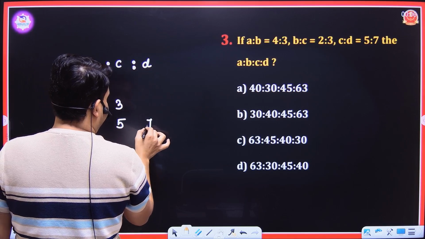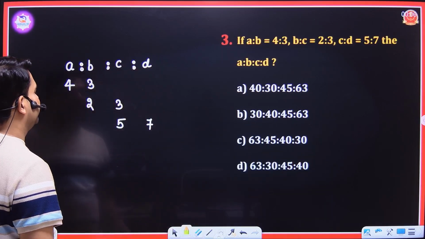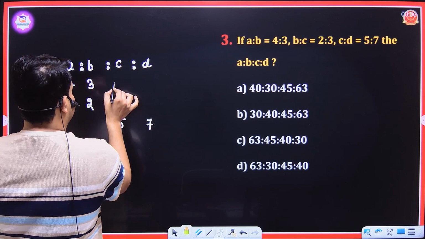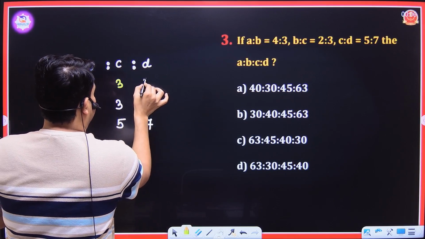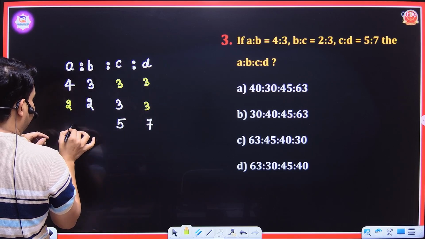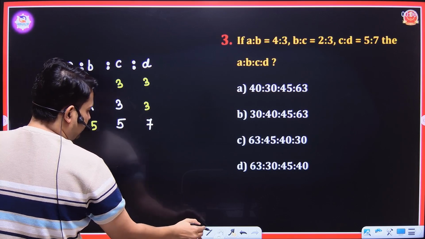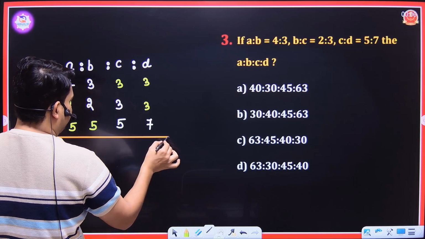Now we will fill the blank spaces with a very beautiful parrot color. Here, what do we have? We have 3 on the left, then 3 here, again 3 here. We have 3 here. We have 2 on the right. We have 5 on the right, then 5 here, then 5 here. Now we will multiply them to get my answer.